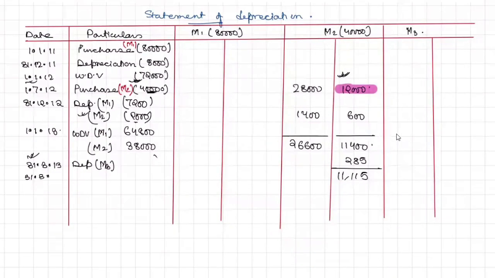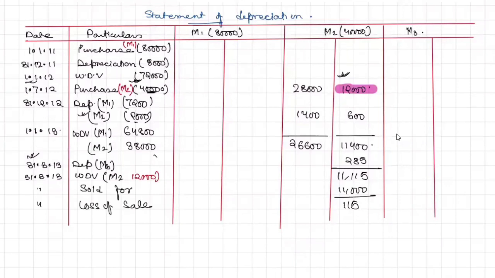31st 3/2013, WDV for M2, that is 12,001. Okay, part of that is 11,115. Okay, and on the same date, it is being sold for 11,000. That means 115 is my loss on sale. This 115 is my loss on sale.